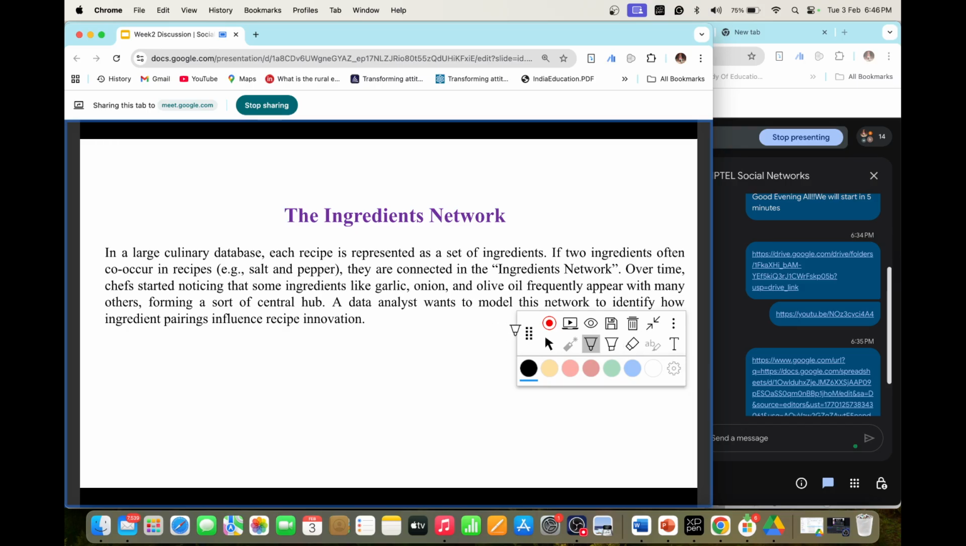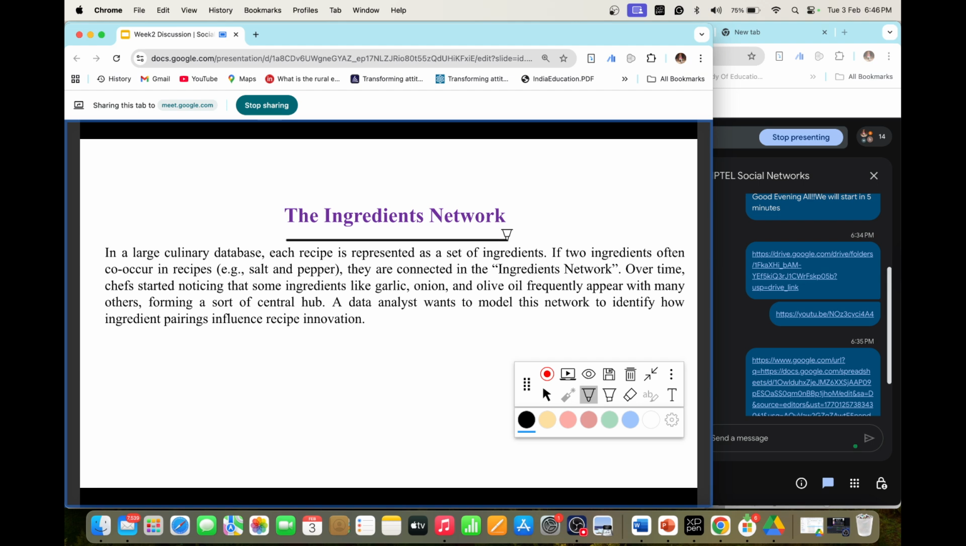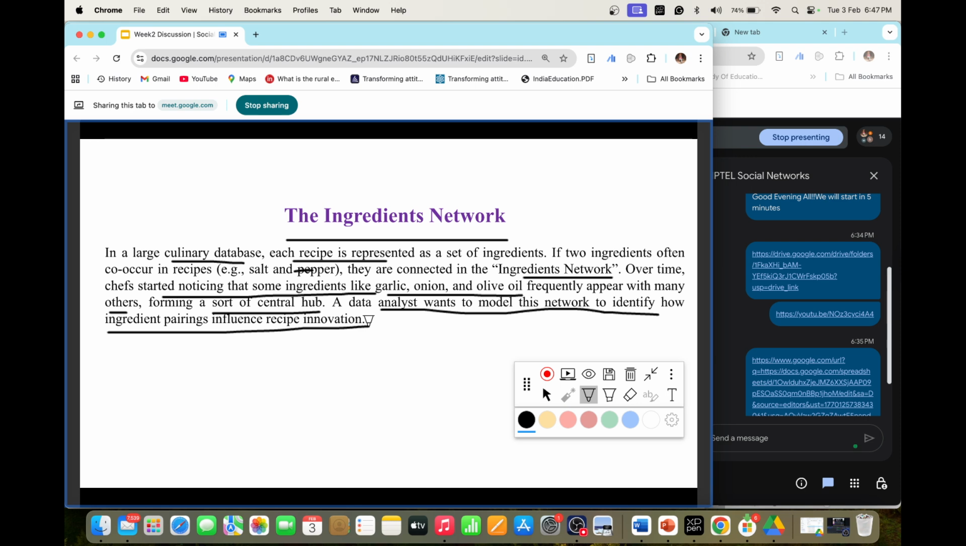So this is the first case study, about the ingredient network. In a large culinary database, each recipe is represented as a set of ingredients. If two ingredients often co-occur in recipes, for example salt and pepper, they are connected in the ingredient network. Over time, chefs noticed that some ingredients like garlic, onion, and olive oil frequently appear with many others, forming a sort of central hub. A data analyst wants to model this network to identify how ingredient pairing influences recipe innovation.